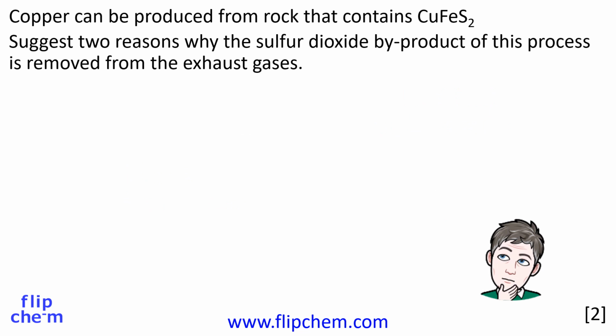Here's the first part of the question. Copper can be produced from rock that contains CuFeS2. Suggest 2 reasons why the sulfur dioxide byproduct of this process is removed from the exhaust gases.